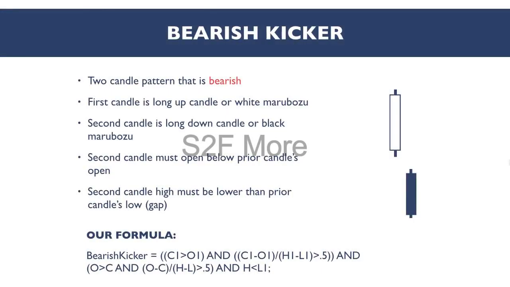The bearish kicker pattern is a 2-candle pattern that is bearish. To be a bearish kicker, the first candle should be a long up candle or white Marubozu. The second candle needs to be a long down candle or black Marubozu, and it must open below the first candle open. As well, the second candle high must be lower than the previous candle's low, so just like the bullish kicker, a gap is formed. So this pattern is another rare one because of the gap, and also because the candles need to be strong up or down candles with only a small wick.